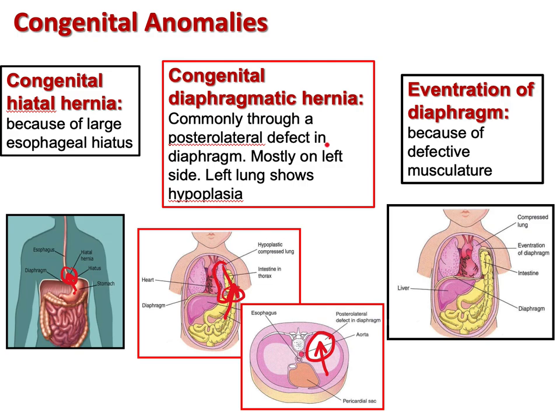Another congenital anomaly other than the congenital diaphragmatic hernia is called eventration of the diaphragm. Eventration of the diaphragm means there is an abnormal elevation of the diaphragm. The diaphragm exists but is elevated up, which is abnormal. Why? Because there is a defect in the diaphragm itself. It is mostly fibrous, with a very small amount of muscle tissue in it, right? This makes it weaker, and it is pushed up by the contents of the stomach and also compresses the chest and its contents, especially the lungs, right? So this is because of the defective musculature of the diaphragm.